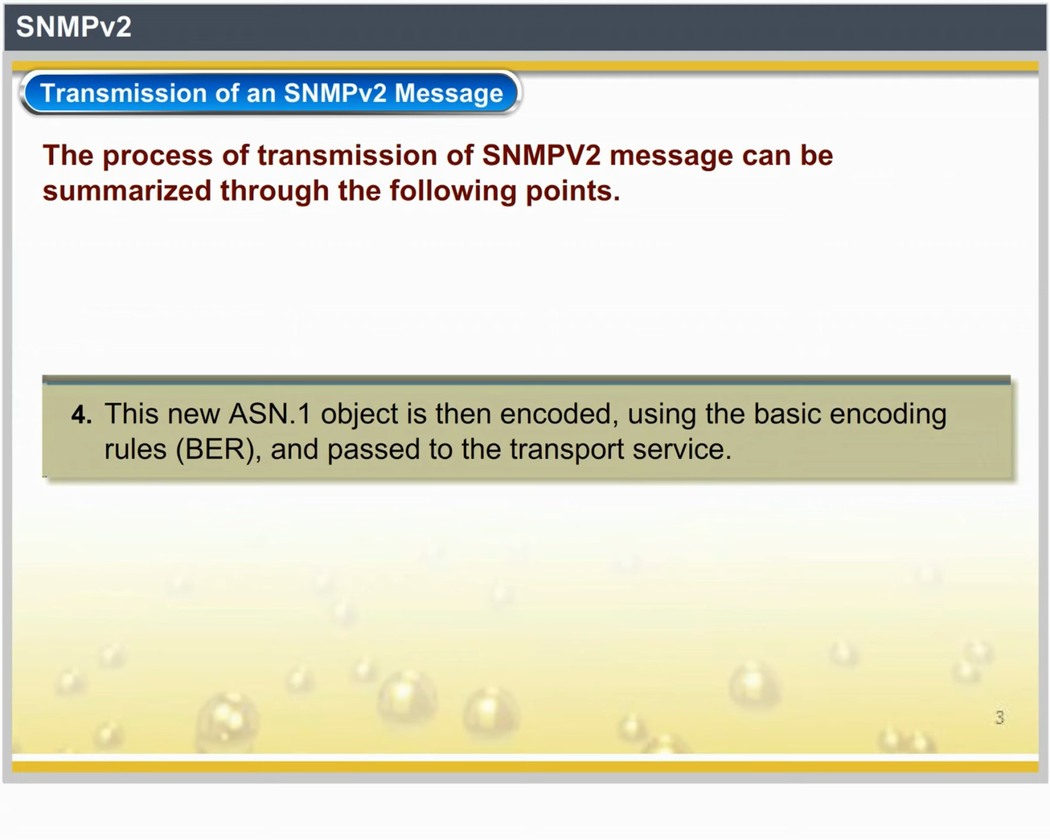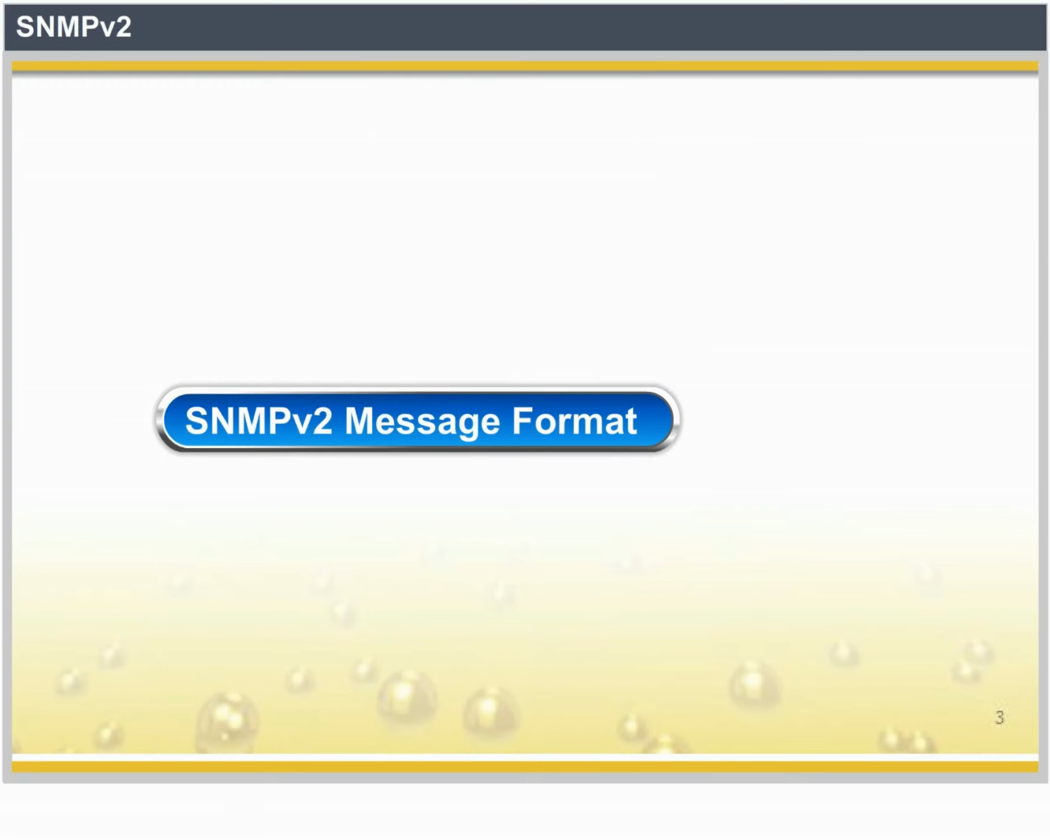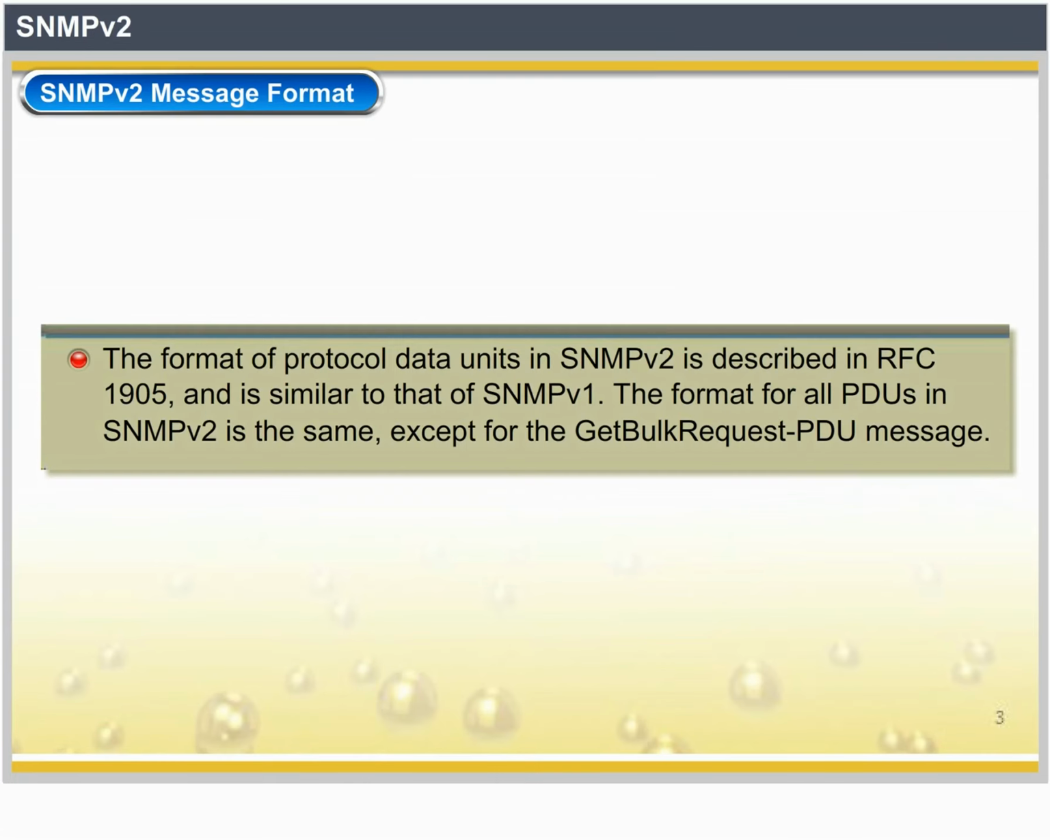SNMP v2 message format. The format of protocol data units in SNMP v2 is described in RFC 1905 and is similar to that of SNMP v1. The format for all PDUs in SNMP v2 is the same except for the getBulk request PDU message.